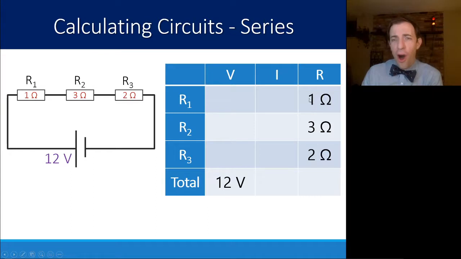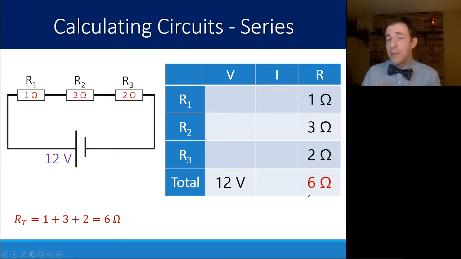So all of these resistors give us a total equivalent resistance that I can find. I just have to add them together. 1 plus 3 plus 2 is 6 ohms. So the total resistance is going to be 6 ohms. That means that if the total voltage is 12 and the total resistance is 6, I can use Ohm's law to figure out what the total current has to be.